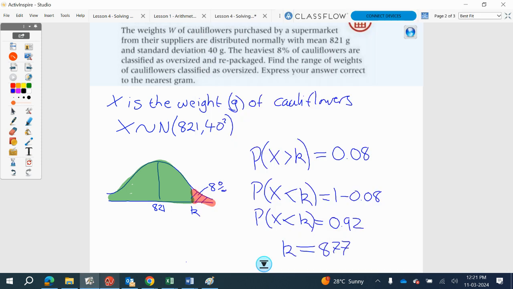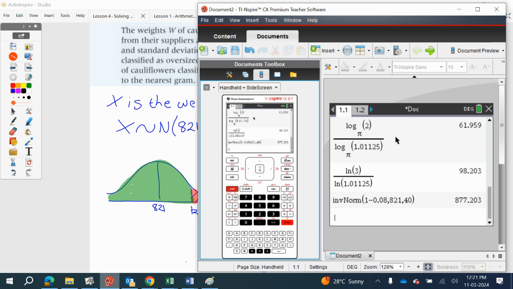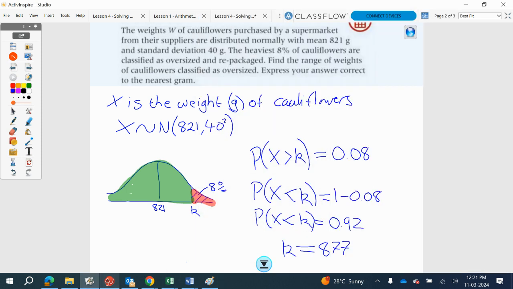With these inverse normal problems, at this point, compare that value to your diagram. Is 877 in the right place? Well, here's 821, so we're expecting a value which is more than one standard deviation. One standard deviation would be 861, and this seems to be in the right place.